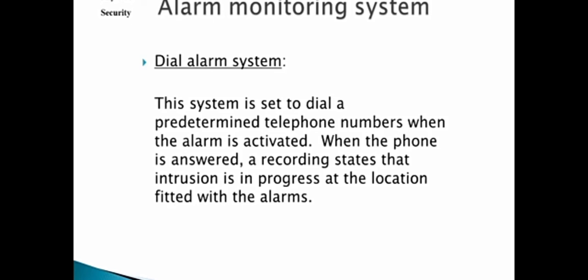Dual alarm system. The system is set to dial a predetermined phone number when the alarm is activated. When the phone is answered, a recording states that an intrusion is in progress at the location that is fitted with the alarm system. This is great, except it also has a high false alarm rate. But the good news is, if it's going to your house, you're the security guy, you pick it up, you can call your local patrol force, say, I just got notification we have an intrusion alarm, check it out, and then call the police if it's a real alarm.